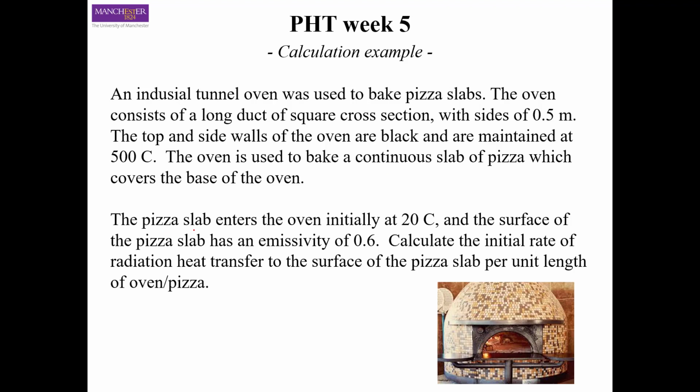The pizza slab is where we normally put our pizza, and it enters the pizza oven at 20 degrees centigrade, and the surface of the pizza slab has an emissivity of 0.6 because the pizza is here. This is the pizza slab, and the radiation is continuously heating up this pizza slab, and this pizza slab is going to emit that heat to cook the pizza. The surface of this pizza slab is emitting radiation with an emissivity of 0.6.